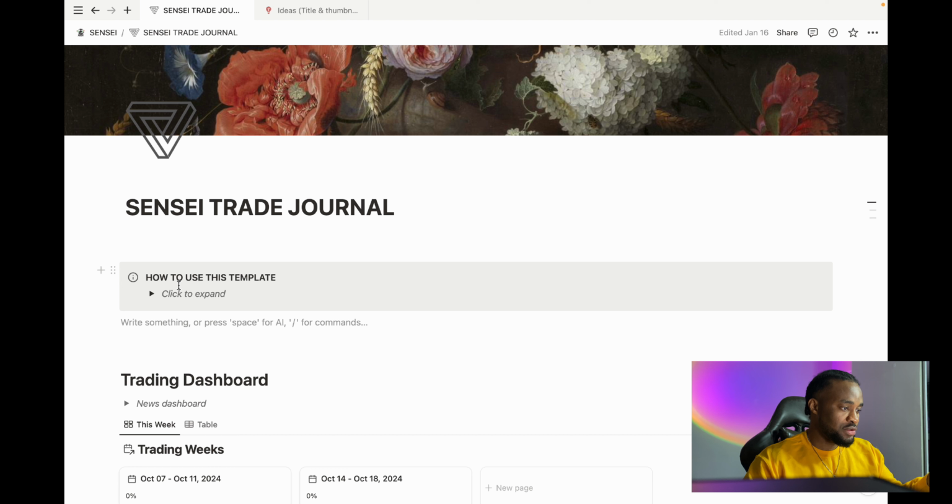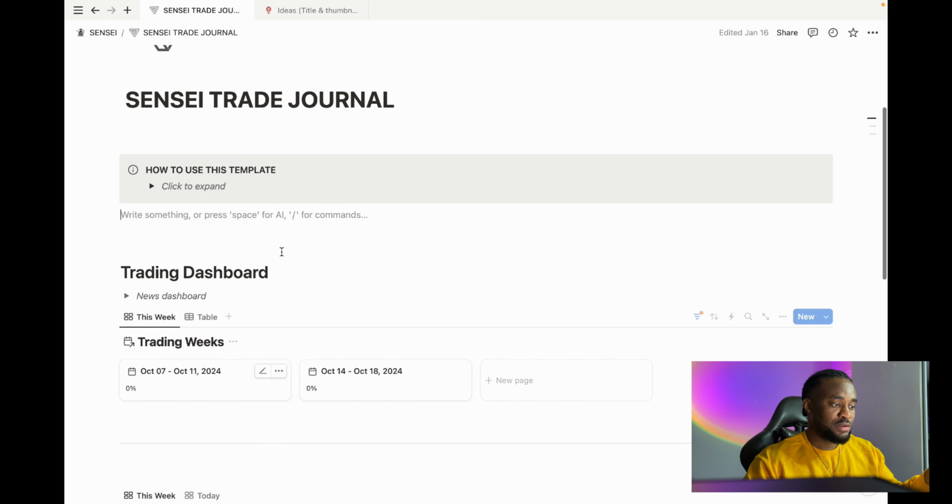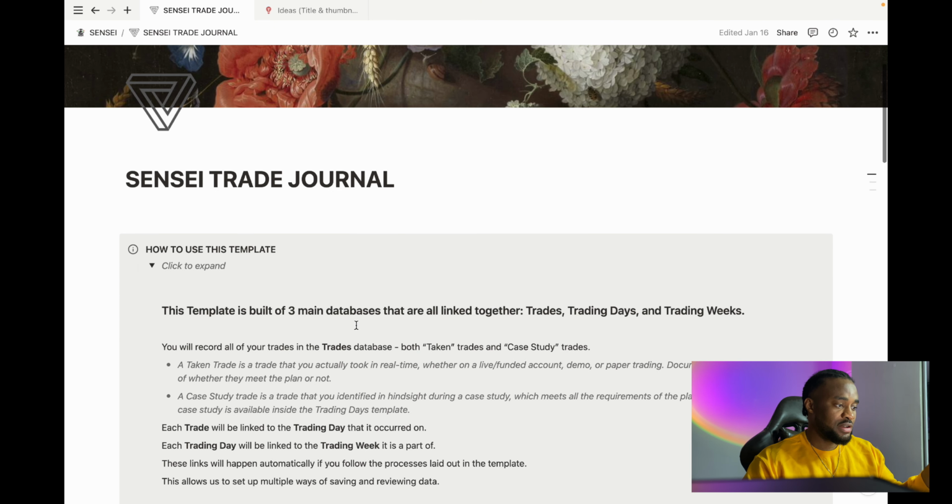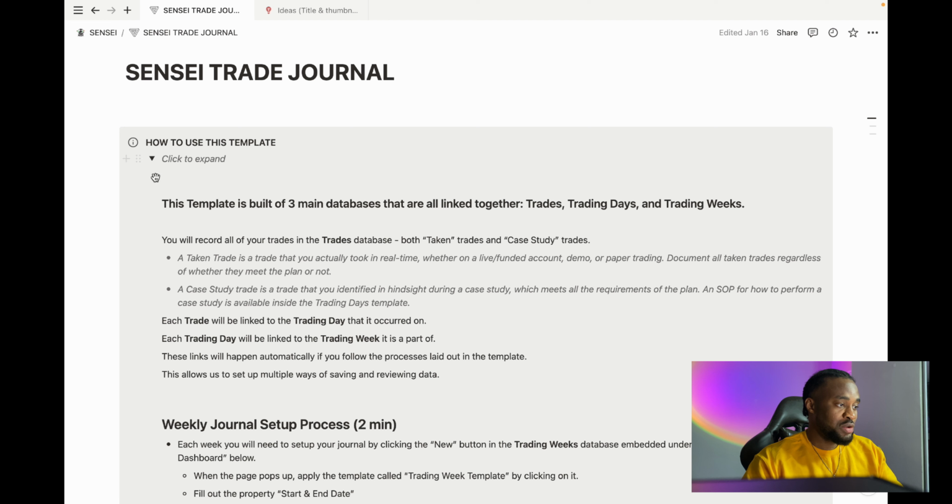This is how to use the template, which is basically the guide for how to navigate this entire thing. If you click on this button right here, you have how to use the template, and it's self-explanatory. You read through all this, and it tells you how to use it and when to use it. For example, you will record all of your trades in the trade database, both taking trades and case studies.